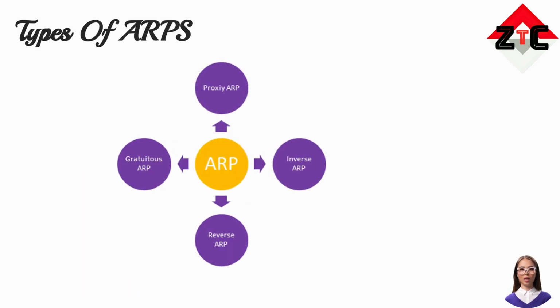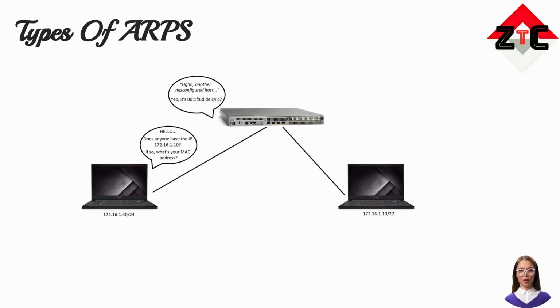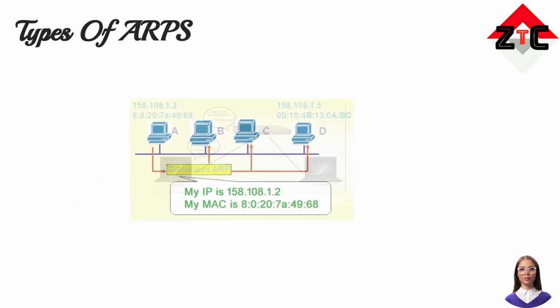Types of ARP are proxy ARP, gratuitous ARP, reverse ARP, and inverse ARP. Proxy ARP is a technique by which a proxy device on a given network answers the ARP request for an IP address that is not on that network. The proxy is aware of the location of the traffic's destination and offers its own MAC address as the destination.